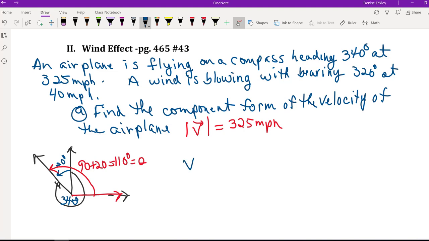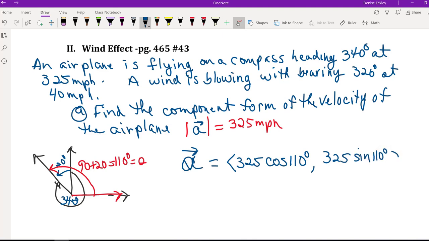So we can go ahead and find our V for the airplane. Instead of V, I'm going to use A for airplane because we're going to also take into account the wind here. So A is going to be 325 times the cosine of 110 degrees, 325 times the sine of 110 degrees. So A is going to be negative 111.16, comma, 305.40. Okay, so that's part A.